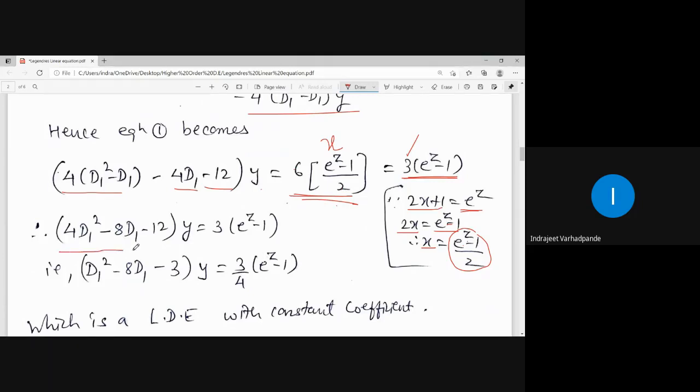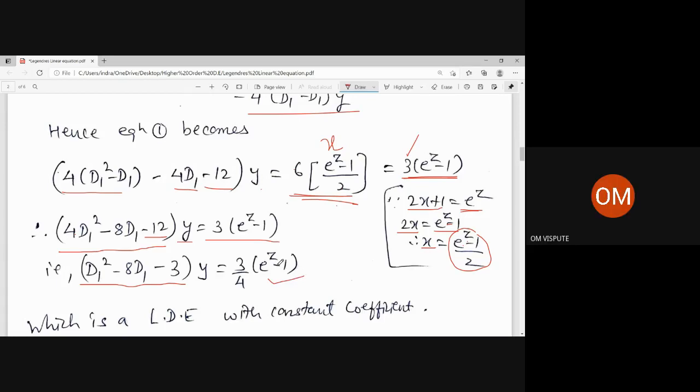4D1 square minus 8D1 minus 12 whole multiplied by y is equal to 3 into e to the power z minus 1. I can divide completely by 4. You can take this out. 4 common, 4 from here also 4 and from here also 4. So we are left with D1 square minus 8D1 minus 3 multiplied by y is equal to 3 by 4 e to the power z minus 1.